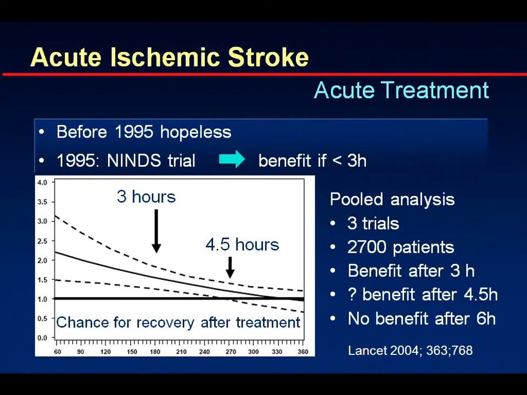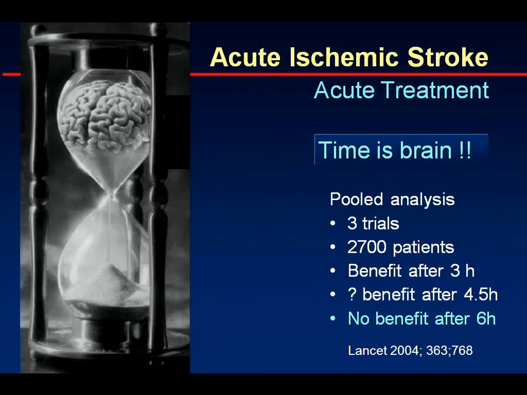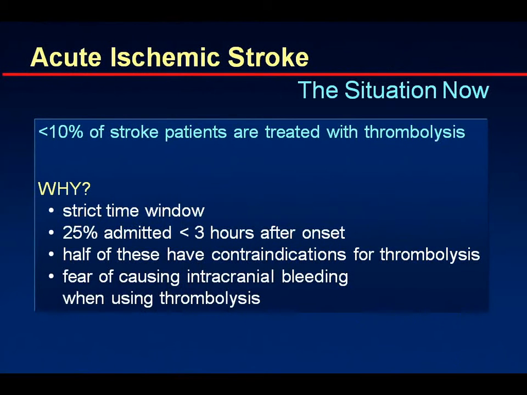Now, why is that so? And the reason for that is because time is brain. So basically, the faster we act, the better it is. But the reason why it goes wrong after 6 hours is twofold. One is the natural course of the disease, but the other thing is that the chances of creating intracerebral hemorrhage by our treatment goes up. And this is the reason why people are very reluctant to do that after more than 1 hour.